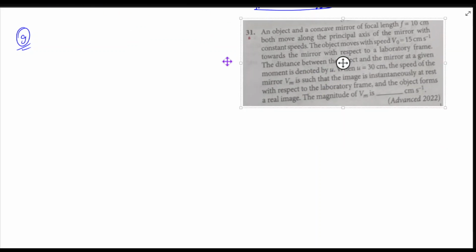Sorry. So we have an object and a concave mirror. Both move along the principal axis of the mirror with a constant speed. Okay, so let's see, this is our mirror, and we have the object here. The object moves with a speed of 15 centimeter per second.